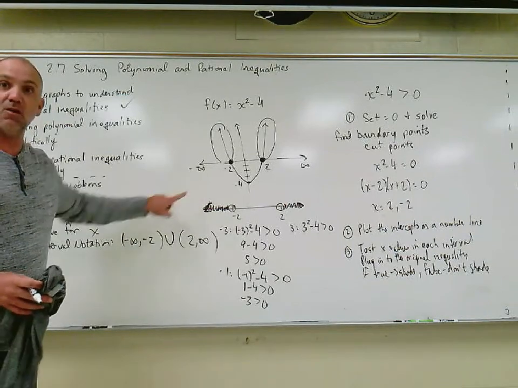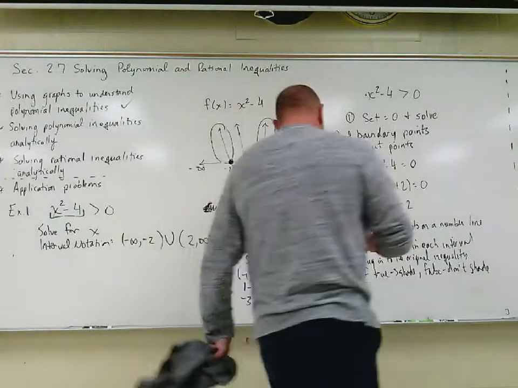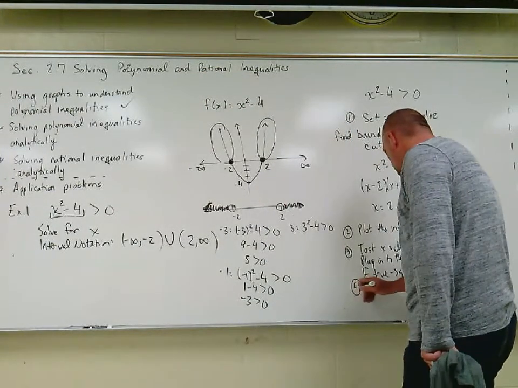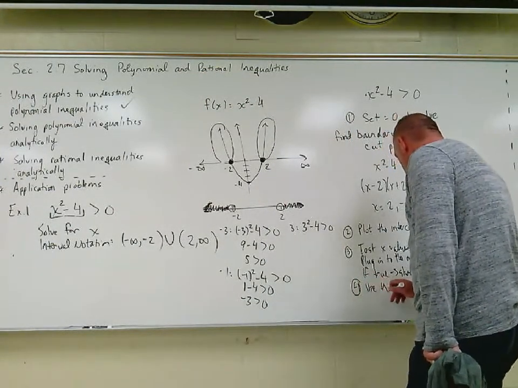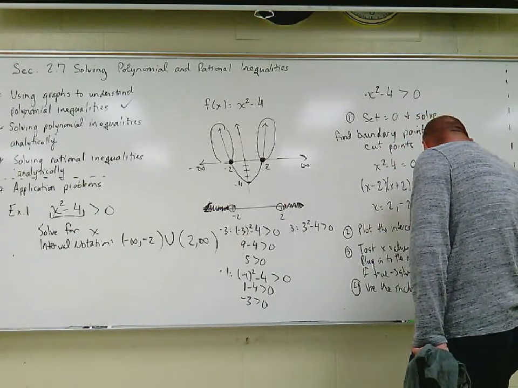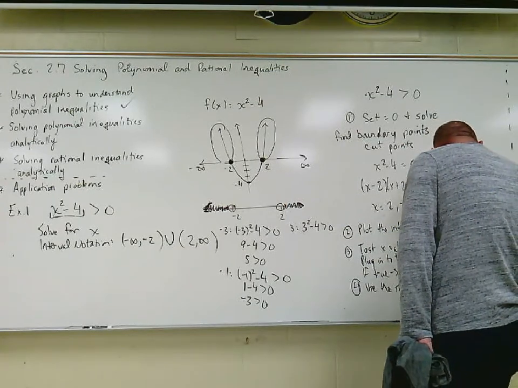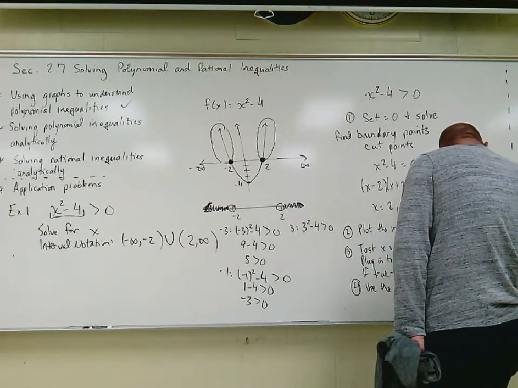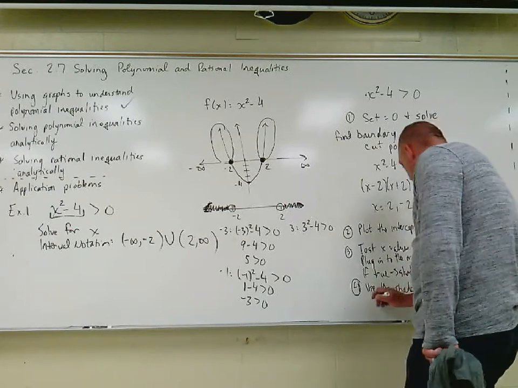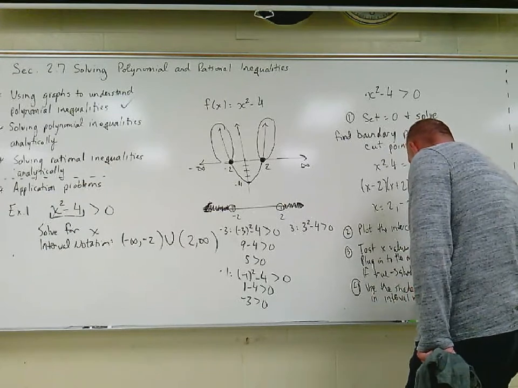So now you use the number line to write your interval notation for your solution. So last step, use the shaded number line to write the solution in interval notation.